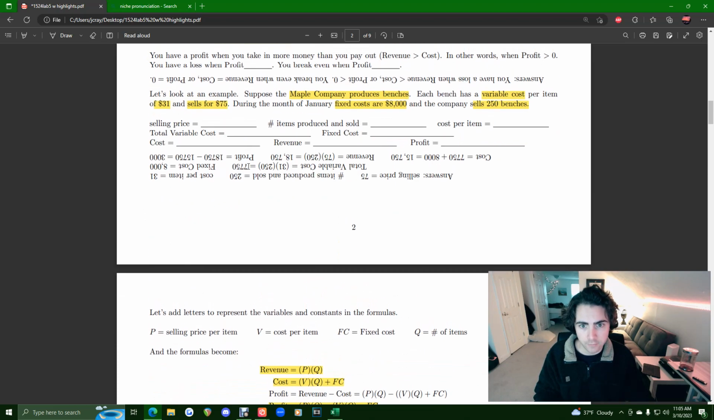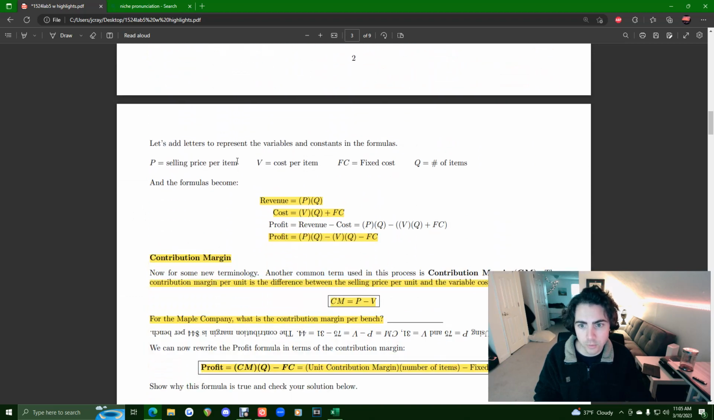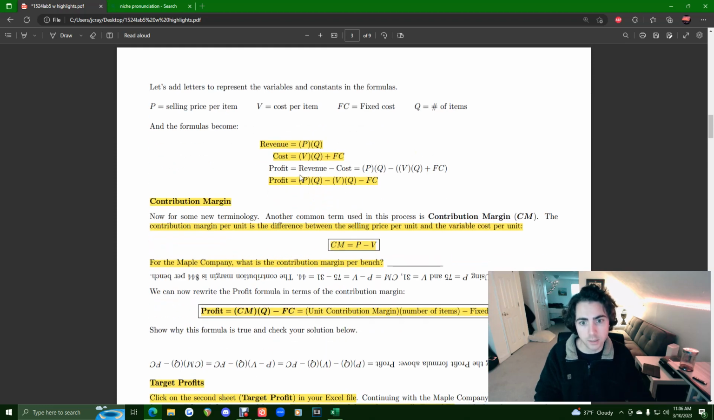All right, they have all the answers upside down here. Let's not waste any more time. All right, we're using P, V, FC, and Q to represent price, variable cost, fixed cost, and quantity. Okay, giving these formulas here.